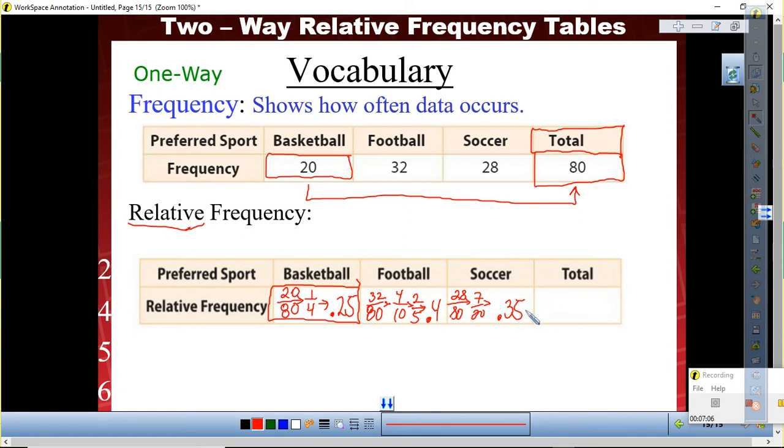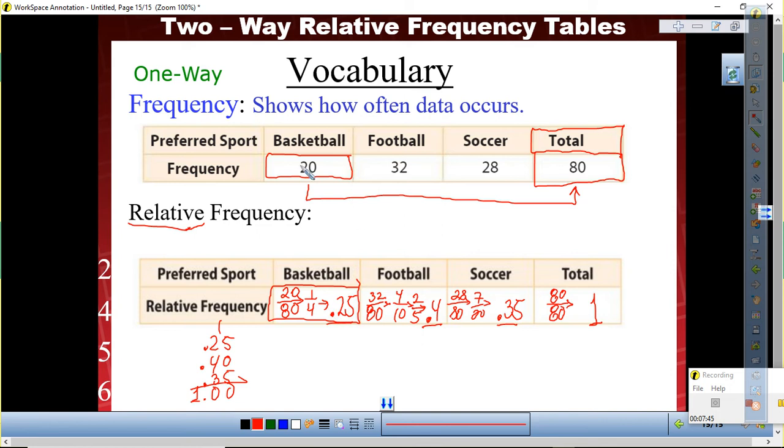How about the total? What do we write on the total? Jerry. 80 over 80 because it's related to itself. Therefore, what is 80 over 80? 1. And who noticed this? 0.25 plus 0.4 plus 0.35. That gives us? Wait. 0.25 plus 0.4 plus 0.35 is 1.00.